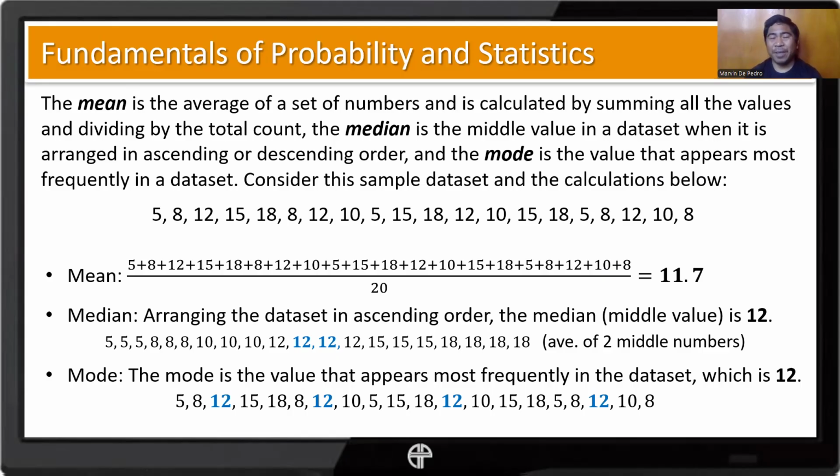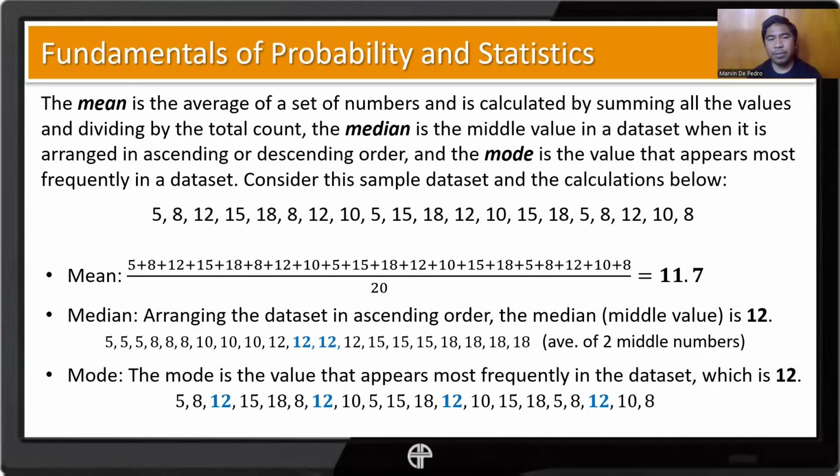So since we have an even number of values, even number of data points, then we just take the 10th and the 11th. We just take the average of the two. So the 10th is 12 and the 11th is 12. So no need to take the average. But if these are two different numbers like 12 and 14, then you take the average of the two. So the median is 13.